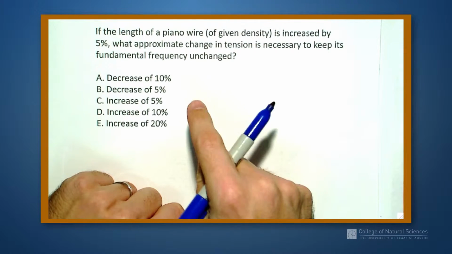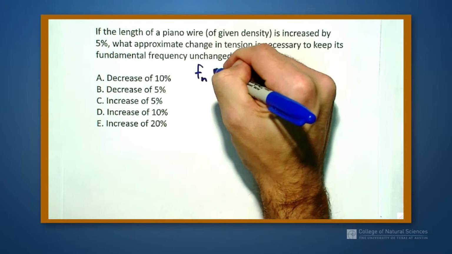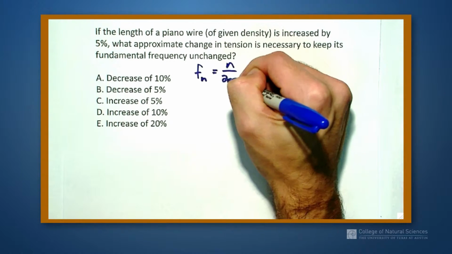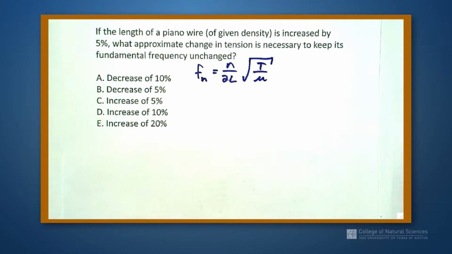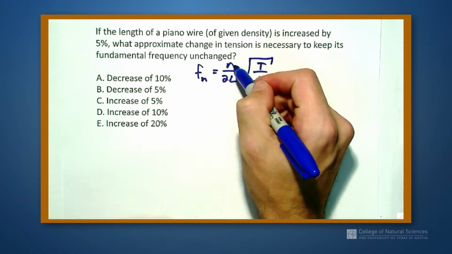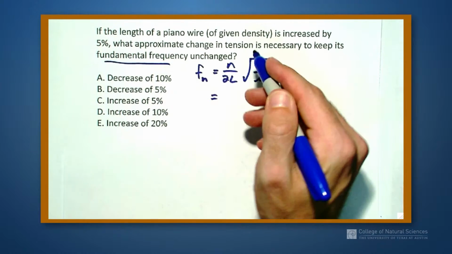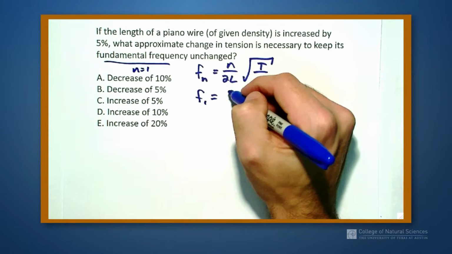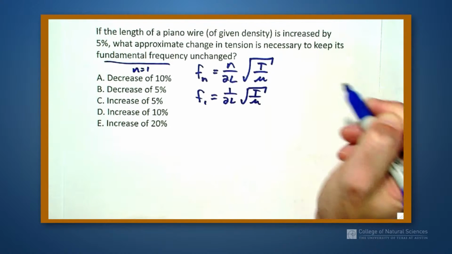So I'm just going to start off by writing down my original frequency. My frequency of the fundamental frequency is n over 2L square root of T over mu. Well, I know in this case this is going to be for the fundamental frequency, n is equal to 1. So F1 is equal to 1 over 2L square root of T over mu.